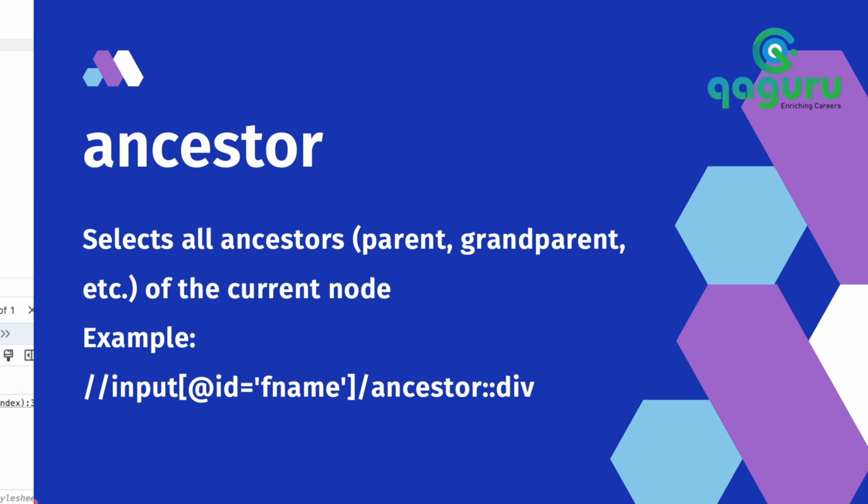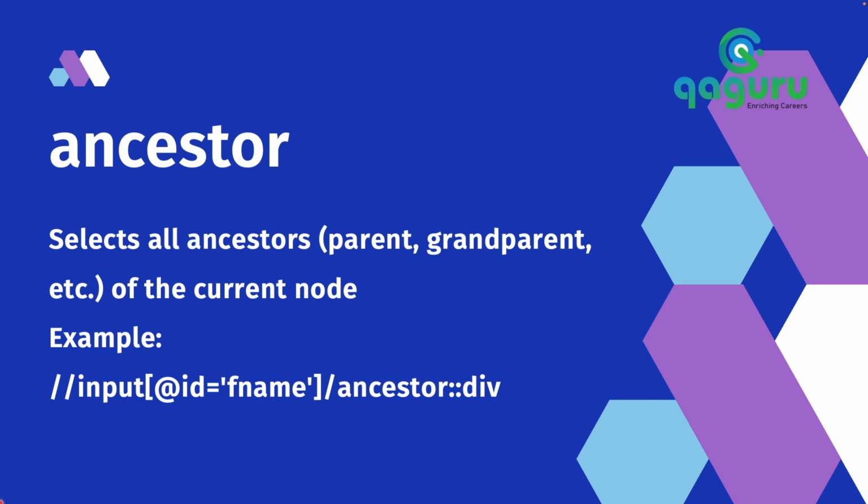All right. Now let's learn another axis, ancestor. It selects all ancestors, that is parent, grandparent or great grandparents of the current node. In this example, we are locating an HTML element with tag input and ID fname. And then we are defining a relationship ancestor to another element div. So this will locate all the div ancestor elements of the input element with ID fname. Now let's swing over to our sample application and try it out.